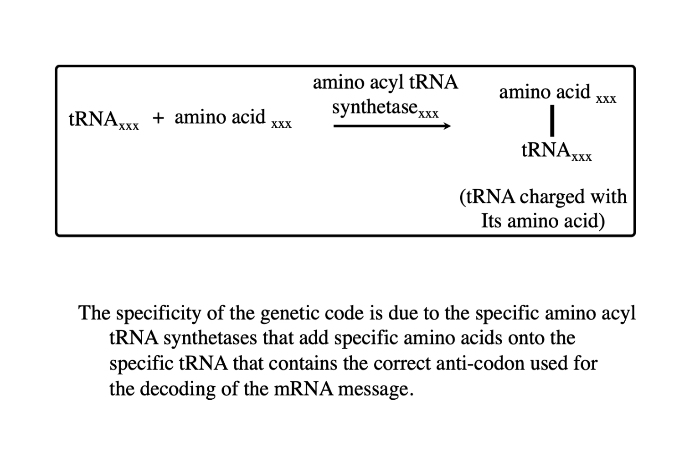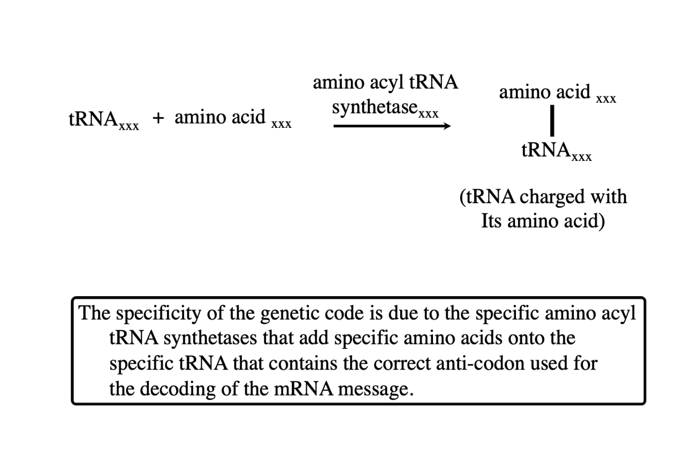So they have sites on the protein for the tRNA and for the amino acid, and they attach them together so that you have the amino acid on the correct tRNA. And then it's called a tRNA that's charged with its amino acid. So the specificity of the genetic code is actually set by these protein enzymes, these amino-acyl tRNA synthetases, that add these specific amino acids to those tRNAs.